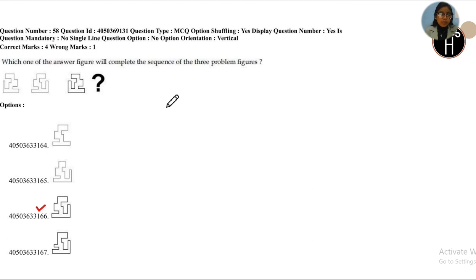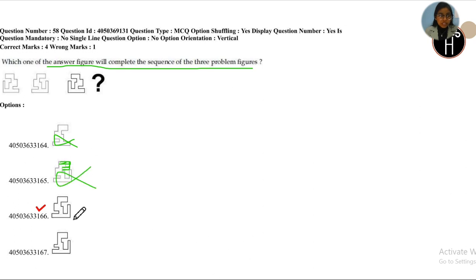Next question, same type of question. In this, which one of the following answer figures will complete the sequence of the three problem figures? And the three answer figures are given to you. Now you have to find out the fourth one. The same thing we will do. We will find out which of the four options is matching with the shape given to us in the question. So option number A is not getting matched. When you look at option number B, it is also not, as you can see, it should be more elevated. So this is out.